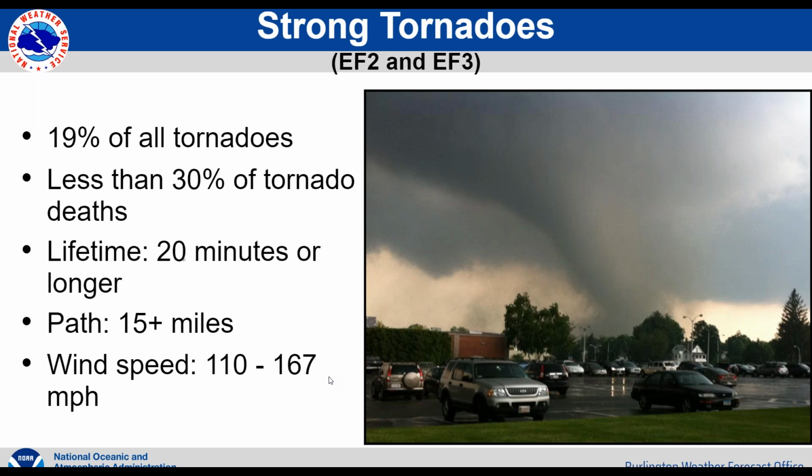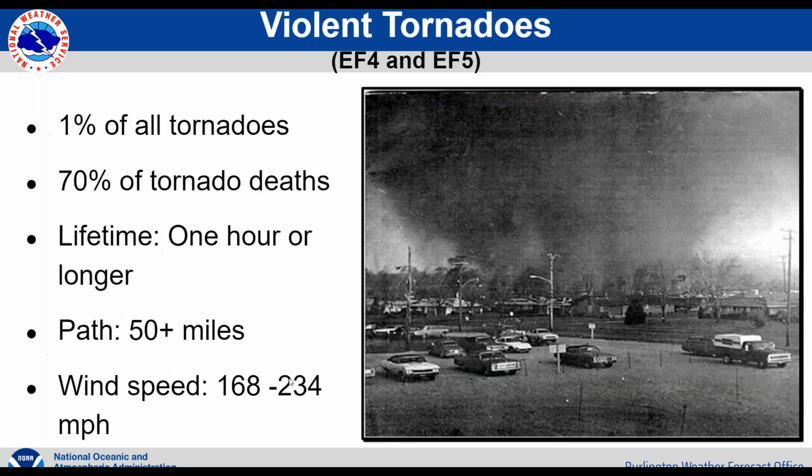The strong tornadoes, the EF2s and 3s, are roughly 1/5 of all tornadoes, less than 30% of tornado deaths, with a lifetime of 20 minutes or longer, paths of 15 miles or more, and wind speeds. You'll start noticing you're getting into the category 3 to category 5 part of hurricanes. So these can be quite destructive, strong tornadoes.